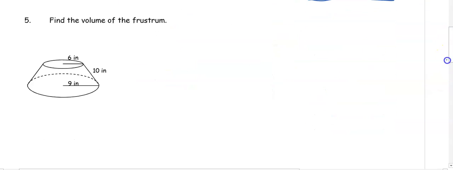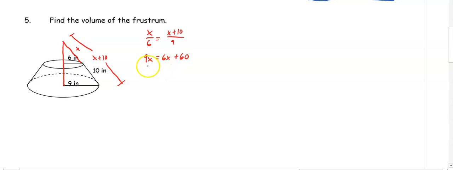In number five, we want to find the volume of a frustum. Remember, that is just a cone with part of it cut off. So I'm going to draw in my triangles. I need to do similar right triangles to figure out what that length in the triangle is going to be. So we would have x over 6 equals, this whole side is x plus 10 over 9. So we cross multiply, we get 9x equals 6x plus 60. We can move the 6x over, so 3x equals 60. So x is 20.